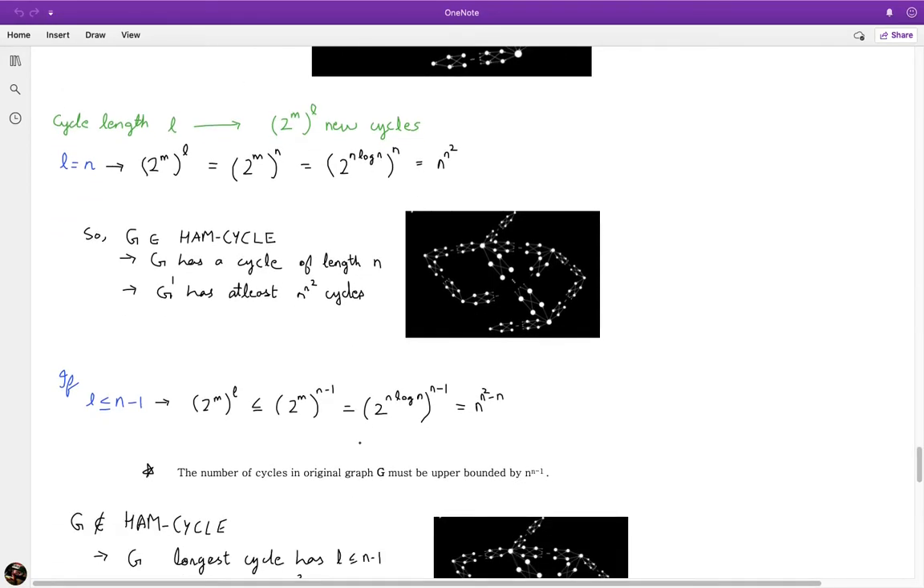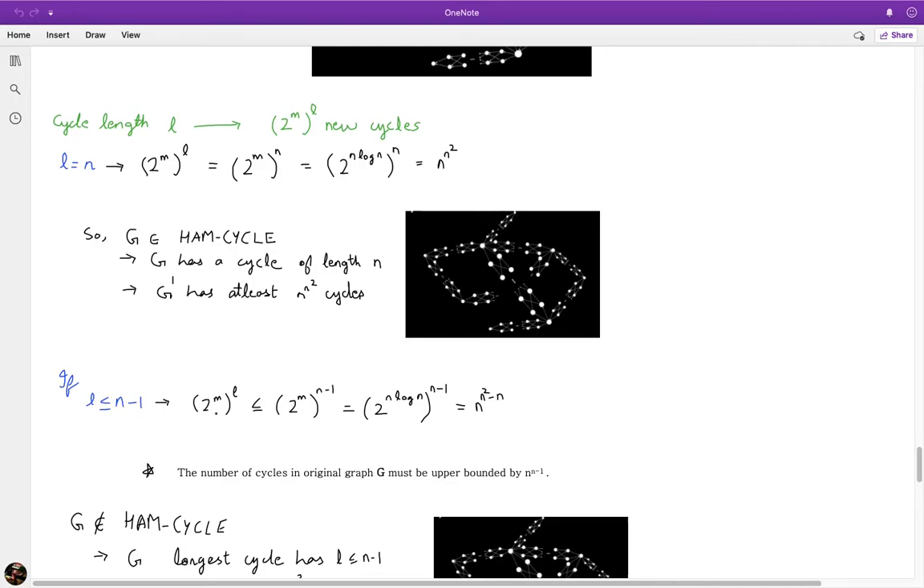Now to prove the other direction, meaning if G dash has at least n power n square cycles, then G must belong to Ham cycle, meaning G must have a Hamiltonian cycle. Let's take the contrary and say G doesn't have a Hamiltonian cycle, and the largest cycle that it has is n minus 1. So L is less than or equal to n minus 1.